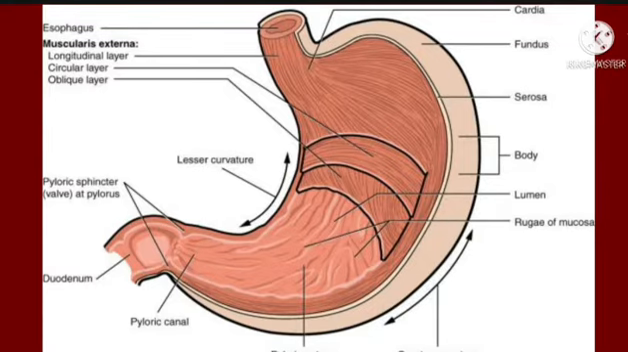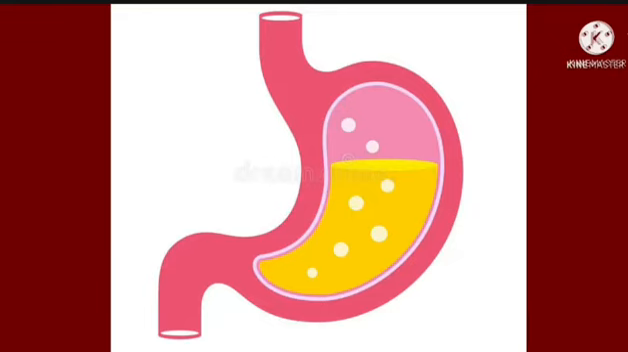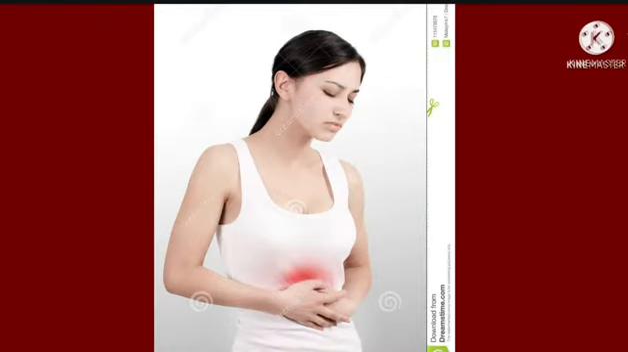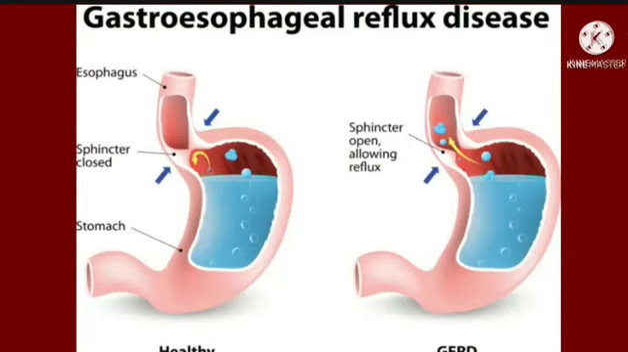If the cardiac sphincter does not contract properly during the churning action of the stomach, the gastric juice with acid may flow back into the esophagus and cause heartburn. This is called gastroesophageal reflux disorder.